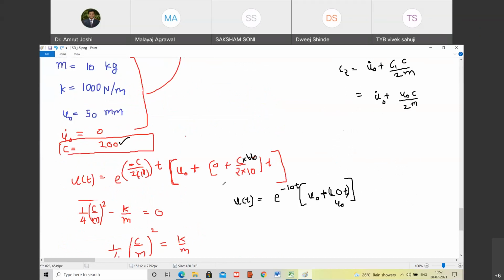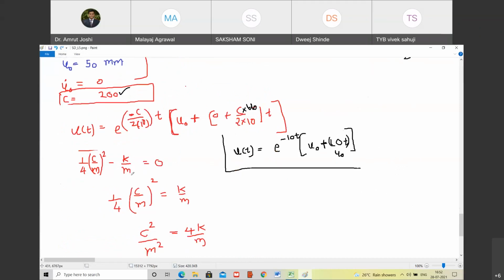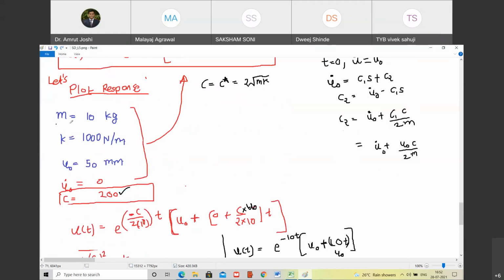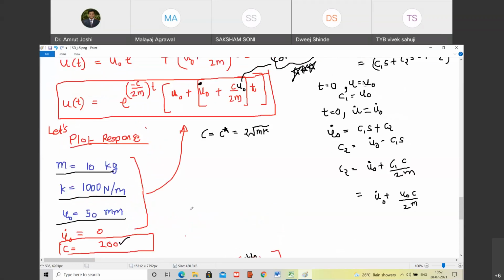Now this is the solution, and we have taken certain values. m is equal to 10 kg, k equal to 1000 Newton per meter, and u0 is 50 mm and 100 mm. We are considering two cases. In the first case, u0 equal to 50 mm. In the second case, we have stretched the mass far beyond, and u0 is equal to 100 mm.